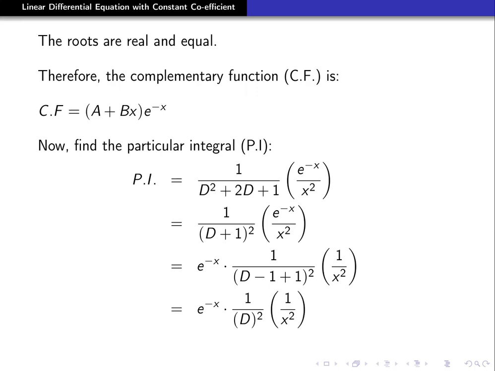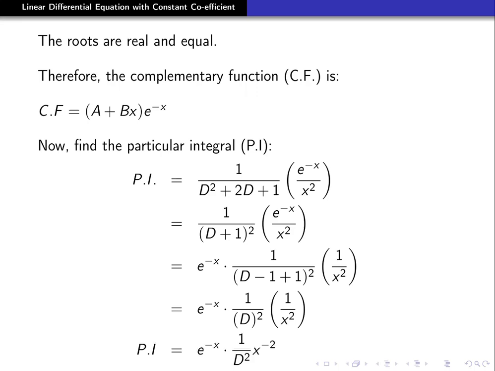We will get this: 1 by D square. So 1 by D means differentiating once. D square means differentiating twice. Similarly, integration is the reverse process of differentiation. Therefore, 1 by D means integrating once, and 1 by D square means integrating twice.